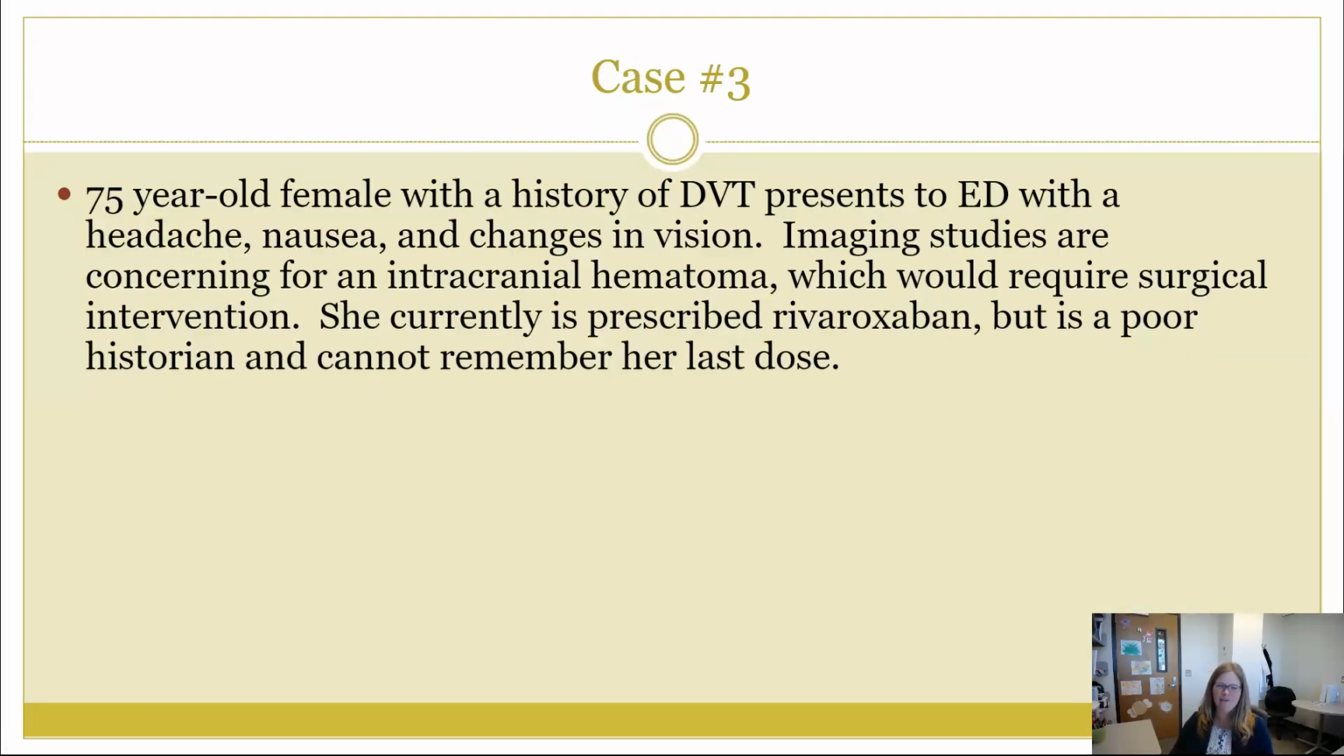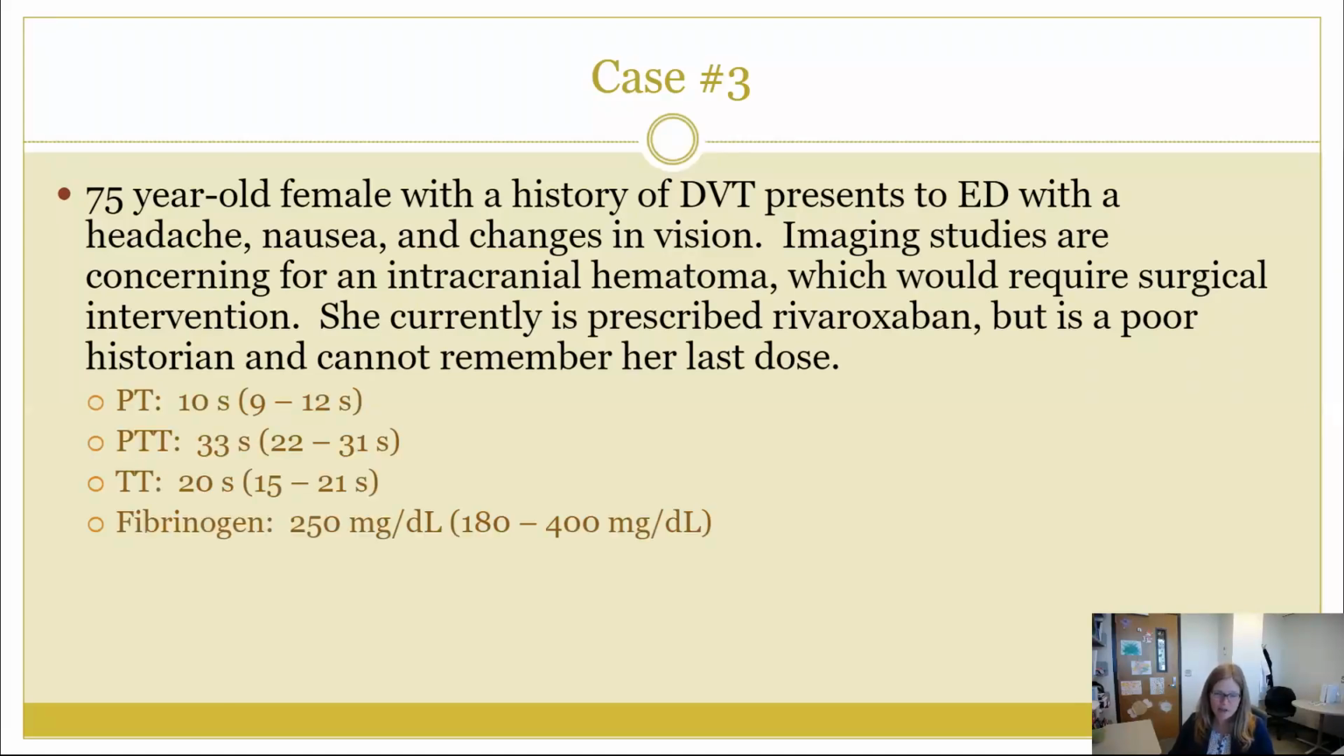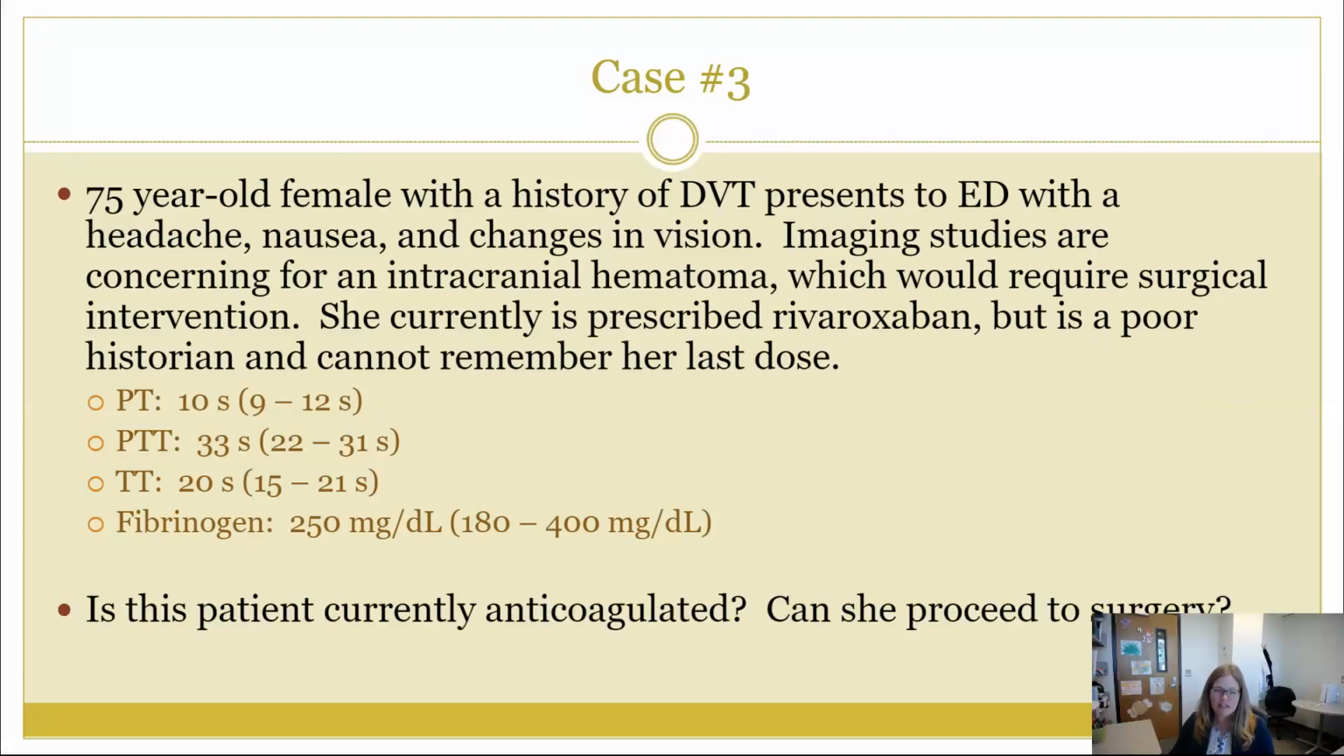In this case, we have a 75-year-old woman. She has a history of DVT, presents to the ED with headache, nausea, and changes in her vision. She has some imaging done, and that's concerning for an intracranial hematoma, which would require emergent surgical intervention. She is currently prescribed rivaroxaban, but she is a poor historian and can't remember exactly when she took her last dose. The initial laboratory studies are shown here. We have a slight prolongation of the PTT, but everything else is otherwise normal or within the reference interval. And the question, which is usually what the neurosurgeons want to know, is is this patient currently anticoagulated, and can she safely proceed to surgery?